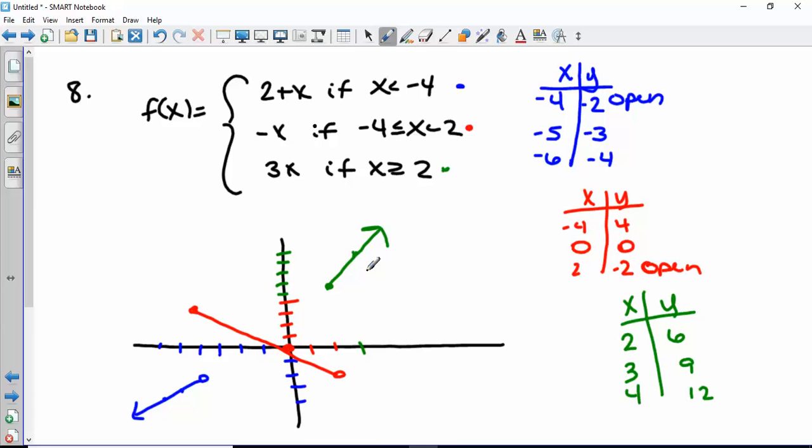Make sure you know how to graph these piecewise. There will be at least one on your test, and they are worth several points because you have to graph each piece. I'm looking at the correct open versus closed circles, the correct lines for each piece. Is that okay?